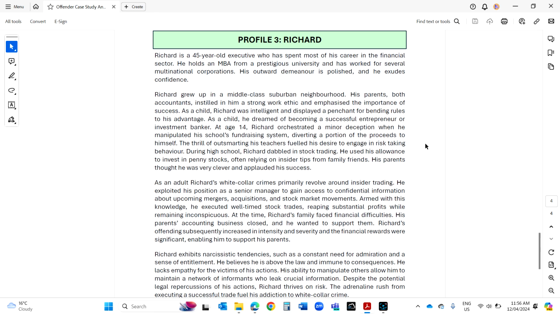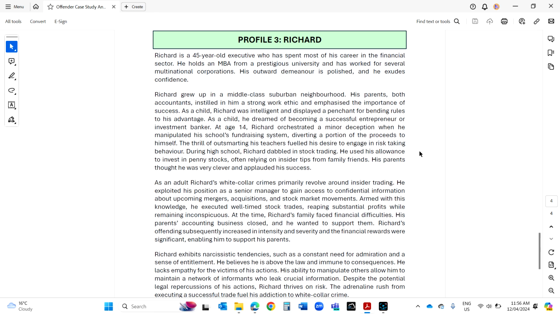In terms of his youth, he grew up in a middle-class suburban neighbourhood. His parents were both accountants, so they are both involved in that financial business and industry, and they instilled in him a strong work ethic and emphasised the importance of success. So they are probably expecting quite a lot from Richard, and no doubt he would have felt that pressure.